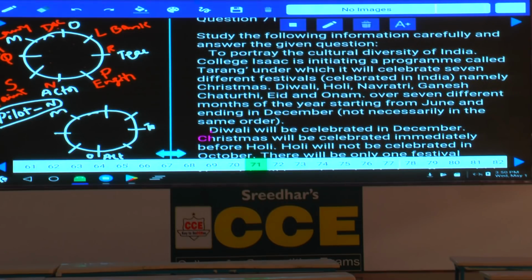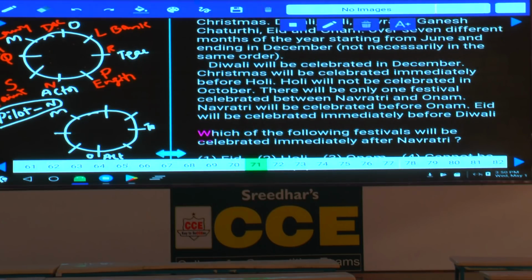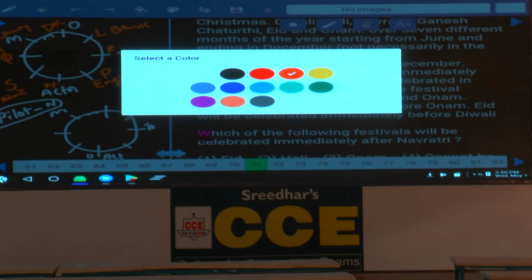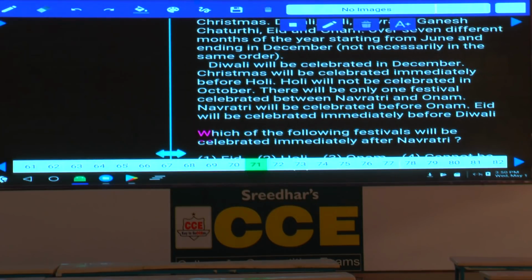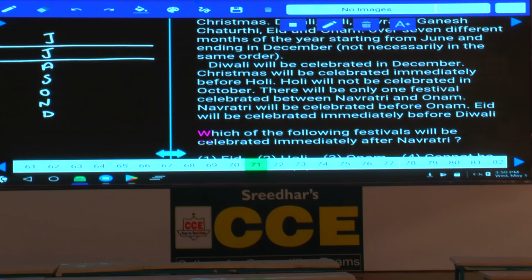Now in questions 71 to 75, to portray the cultural diversity of India, College IJAC is initiating a program called Tarang, under which it will celebrate 7 different festivals over 7 different months of the year, starting from June and ending in December. Starting with June, next is July, August, September, October, November and December. Hence, we have 7 different months and 7 different festivals.